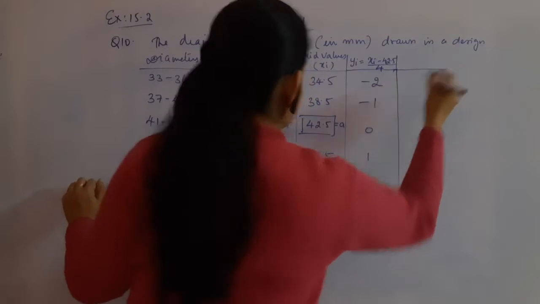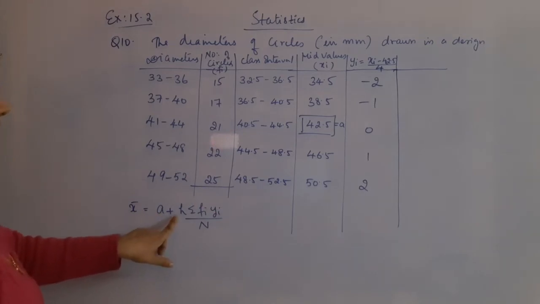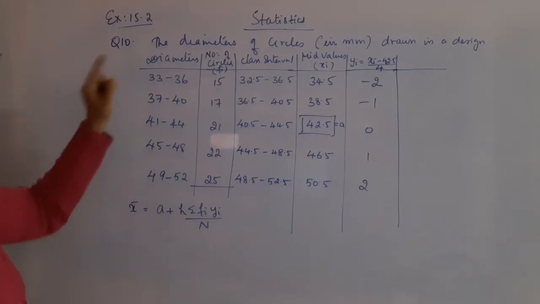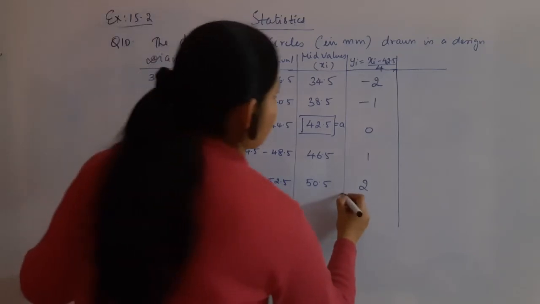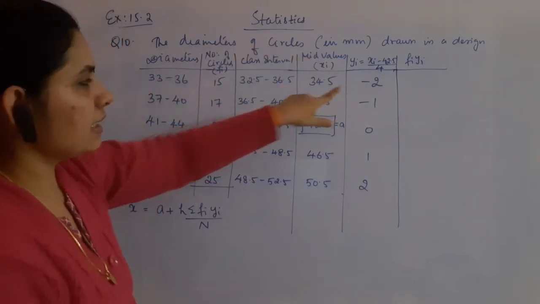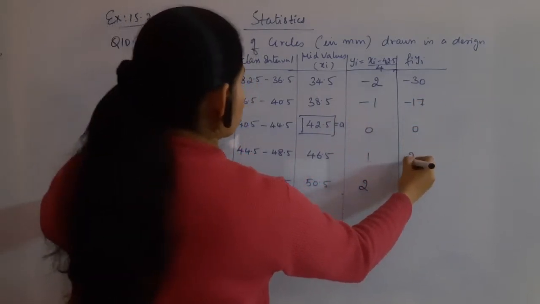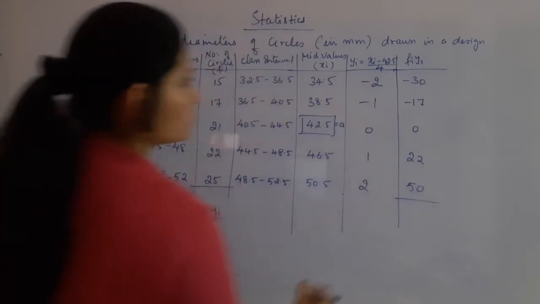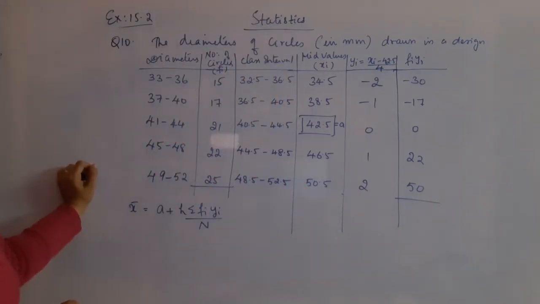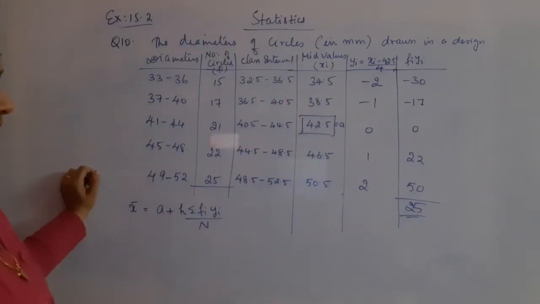Now what all you need? Here it is Fi yi, right? This will become A plus h into sigma Fi yi by n. Now what is Fi yi? Calculate. This is yi, Fi yi. This is your Fi, this is yi. Multiply: minus 30, minus 17, 0, 22 and 50. What is the total of Fi yi? How much you are getting? 25. So that we can calculate x bar or mean.